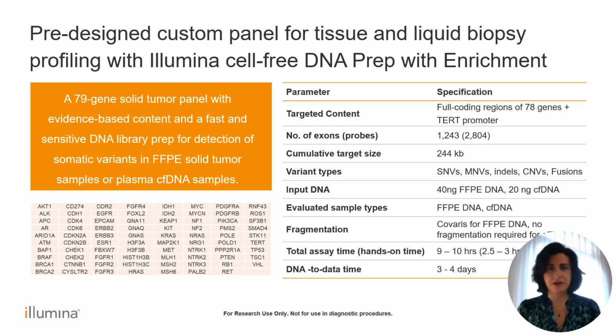As I mentioned in the beginning of this section, this kit works with a custom panel, giving you the power and the flexibility to design your own panel. But also my Australian colleagues pre-designed the custom panel, which might be also relevant to your experiment. It is a 79 gene solid tumor panel with evidence-based content. And as you can see on the right-hand side in the table, it requires 20 nanogram of input material for cfDNA and 40 nanogram for FFPE material. And it is a full gene coverage panel, so not hotspots, but all 79 genes are covered.